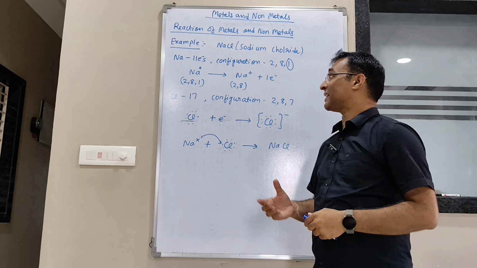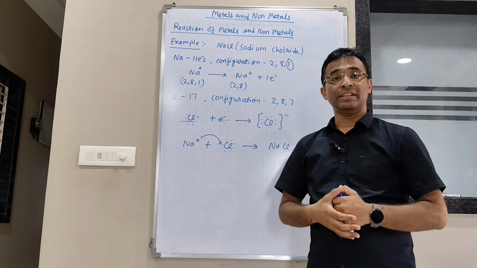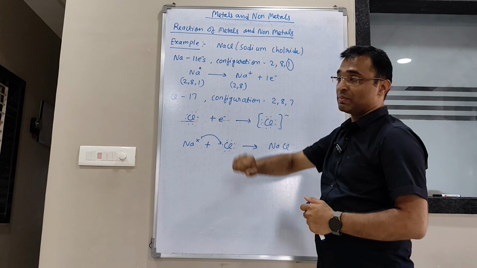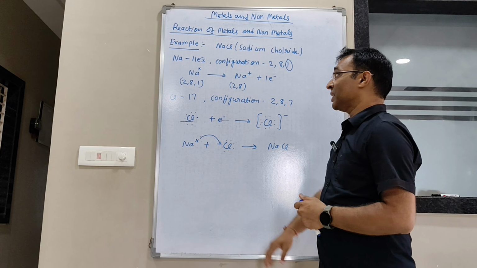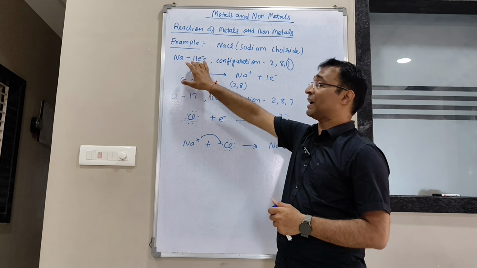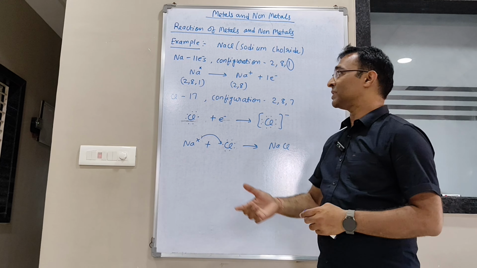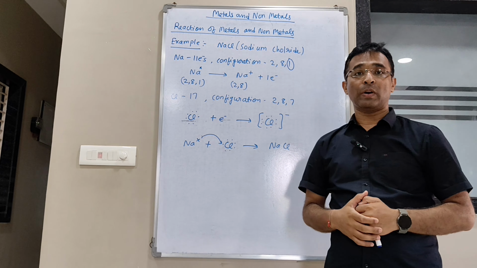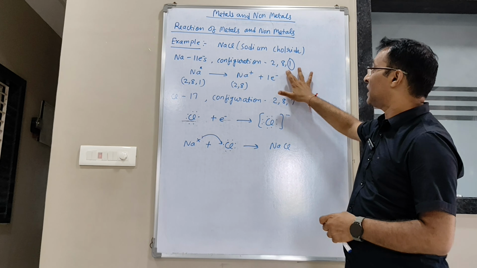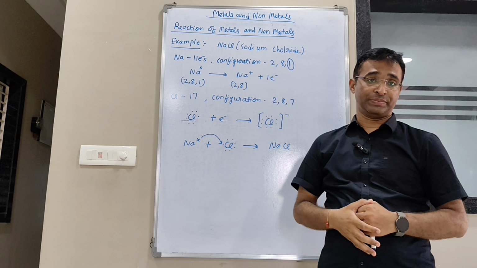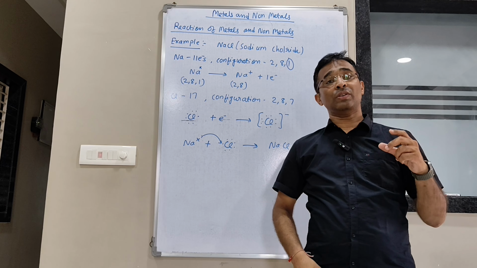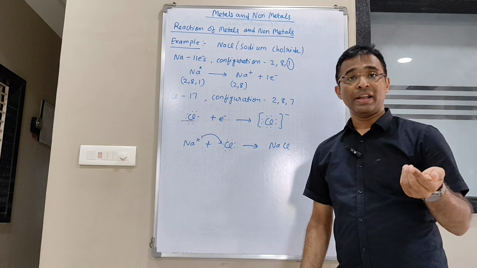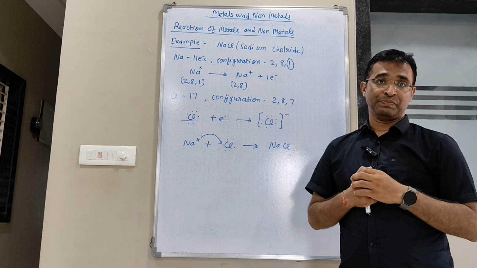Now let's take an example to understand how metals and non-metals combine with each other. I have taken the example of sodium chloride, which is NaCl. So if you see here, sodium's atomic number is 11. So its electronic configuration can be written as 2, 8 and 1. The important point to note is that the outermost shell contains 1 electron. Now in the outermost shell it can complete the octet by donating 1 electron or accepting 7 electrons.